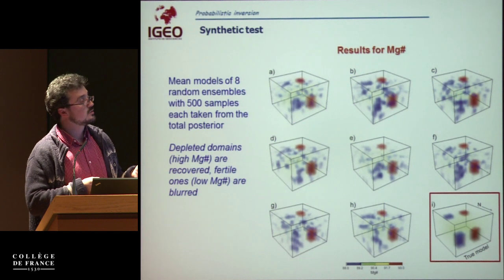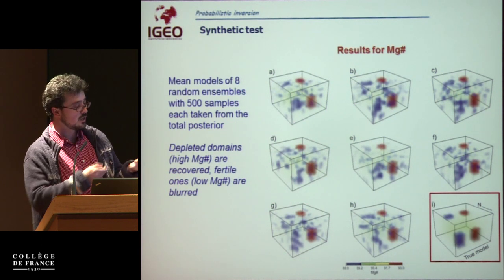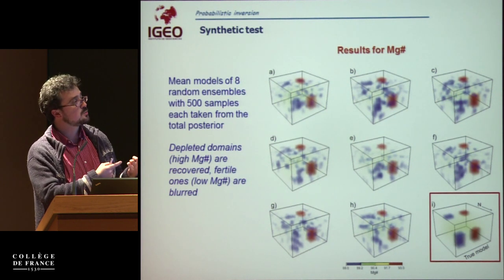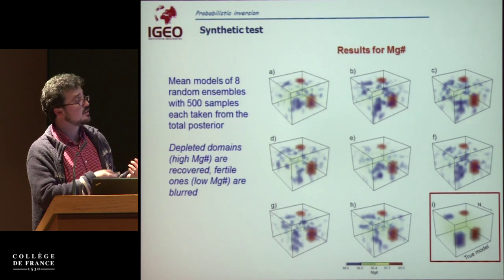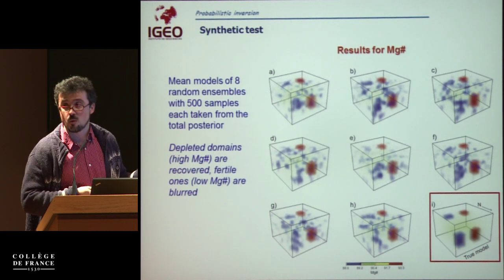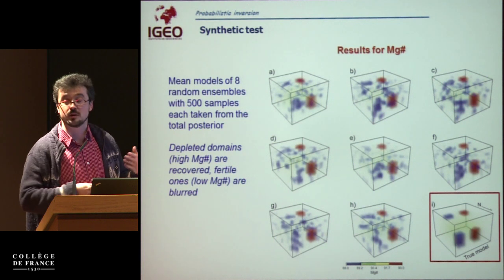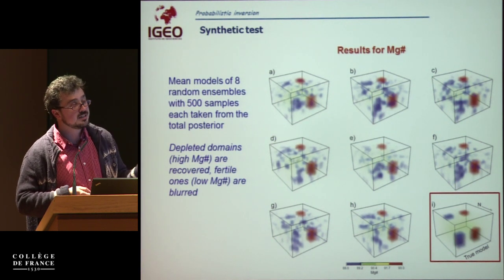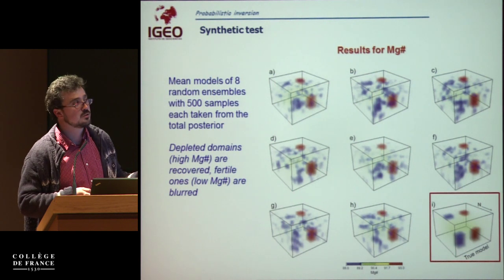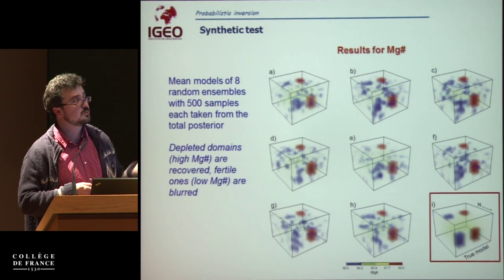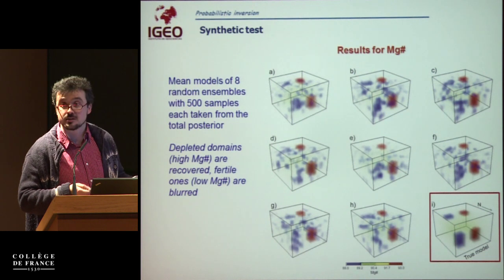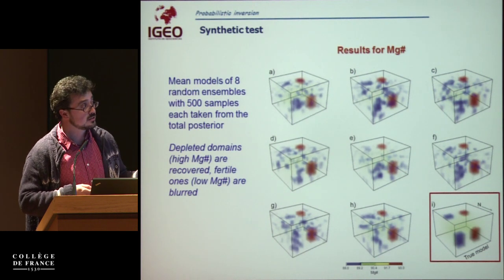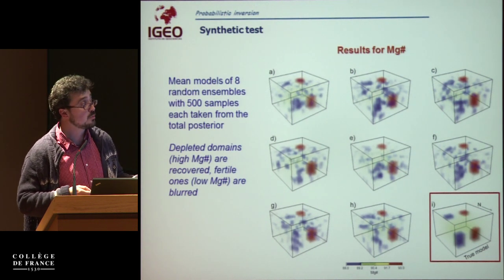But this is, it's no surprise, because if you think of the distance in the compositional space in magnesium number units, for the fertile ones, it was less than 1 unit. For the depleted one, it was 3. So what this is telling you is that things like a unit in magnesium number, this is something that we can't possibly recover with this approach, given the intrinsic uncertainties in the data and also in the physical problems that we are solving.